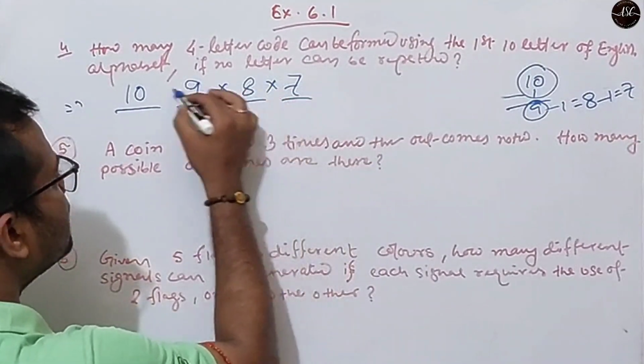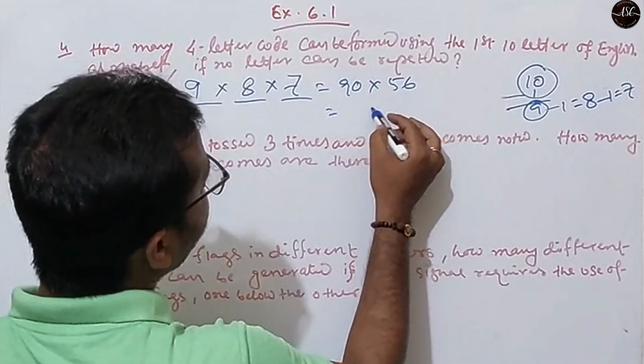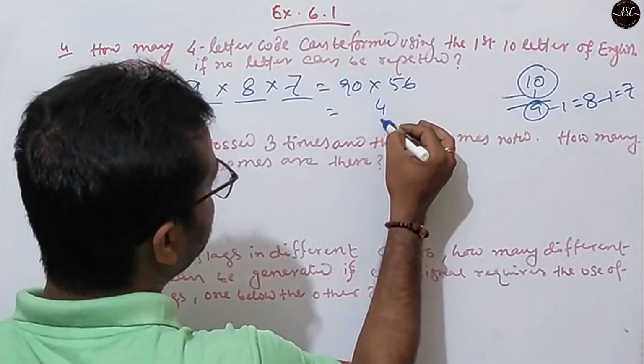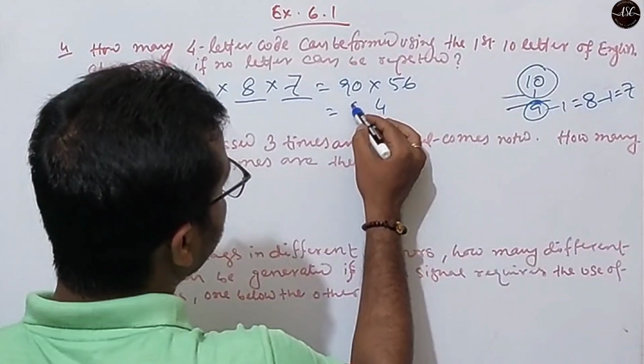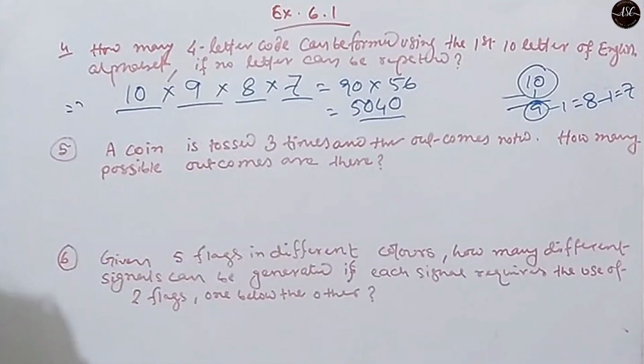So just multiply this, we get 5040. Okay. So 5040 number of 4-letter codes can be found.